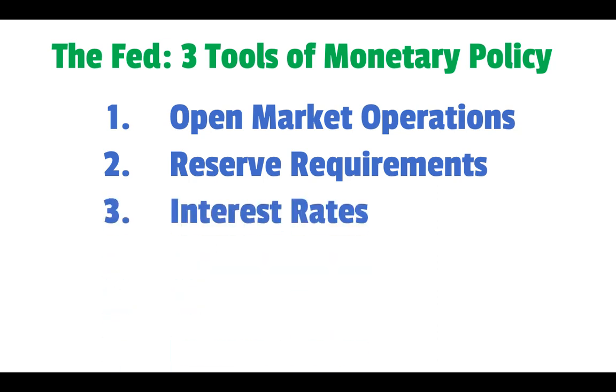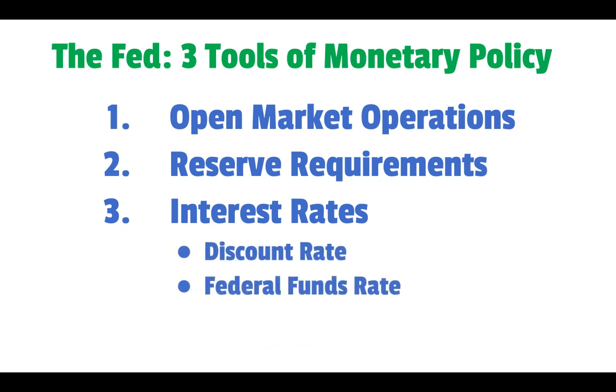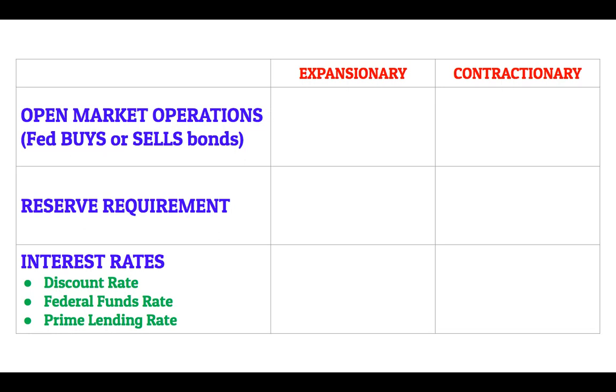And there are three types of interest rates. There's the discount rate, the federal funds rate, and the prime lending rate. So I actually would suggest that you pause the video in a moment and make a chart like this.